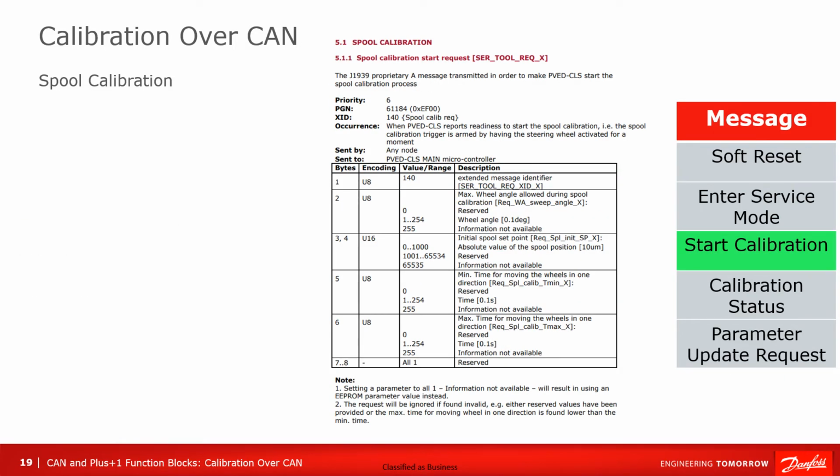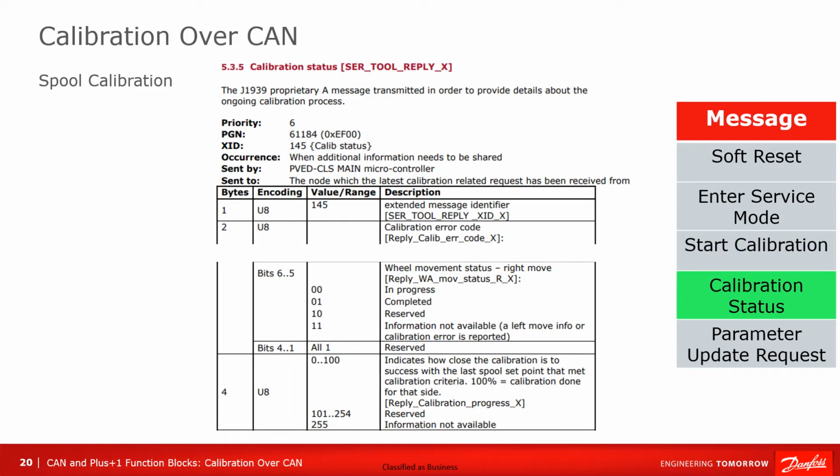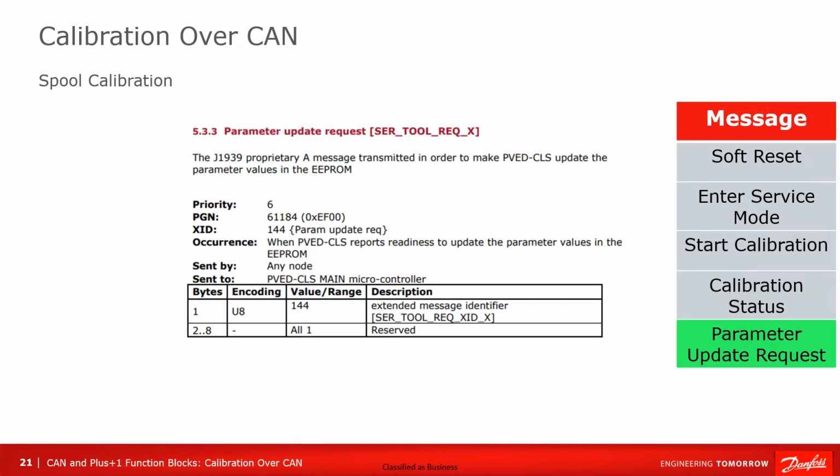After the calibration is armed, the start command needs to be issued. Before issuing the start command, the wheels must be straight, within a tolerance set by P3804. The calibration status and errors can be read from the calibration status message. Once the calibration is complete, the parameter update message must be sent to save the values to the EEPROM. Once the parameters are updated, a soft reset message can be sent to move the controller back to operational mode.